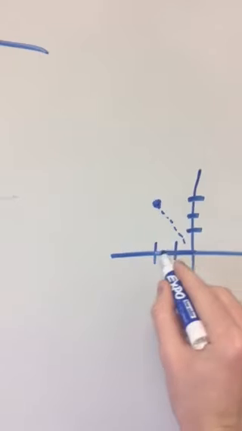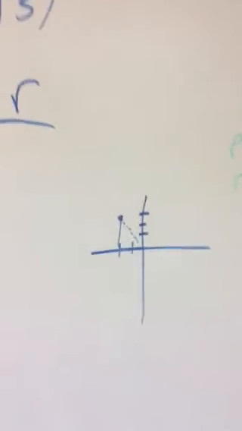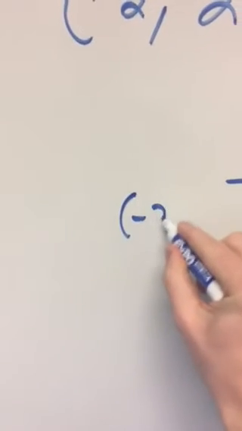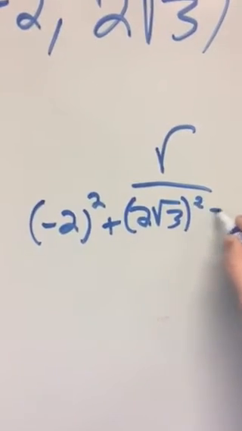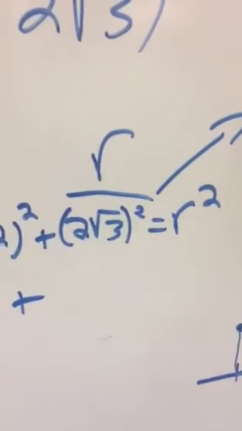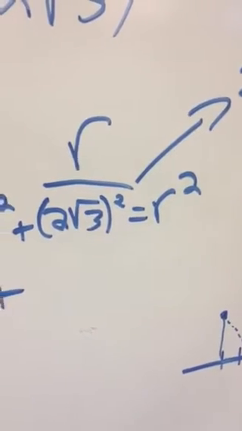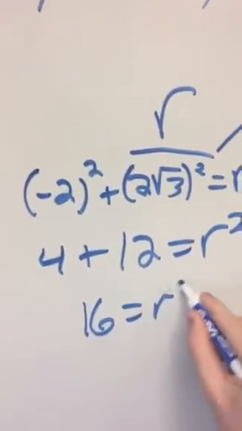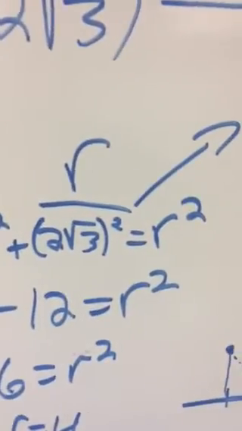But then if we want to find our r value, r is just the distance from the origin to our point. We can find that because we have a nice right triangle there, using the Pythagorean theorem. So we're going to use -2 and 2√3 to solve for our hypotenuse. (-2)² + (2√3)² = r². That's 4 plus 2² times √3², which is 4 times 3, which is 12. So 4 + 12 = r², 16 = r², so r equals 4. So that's our r value, 4.